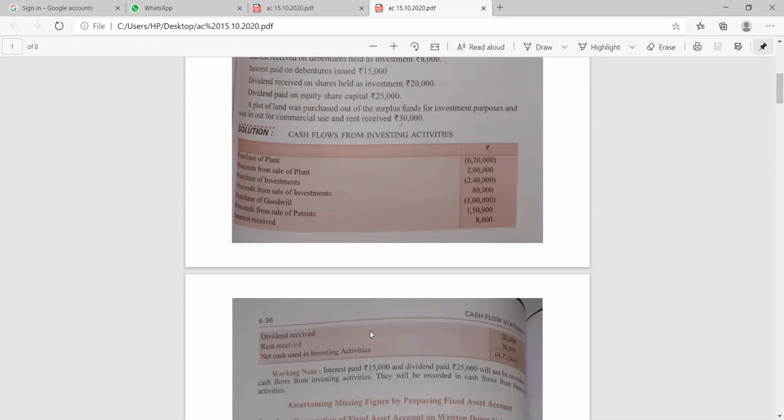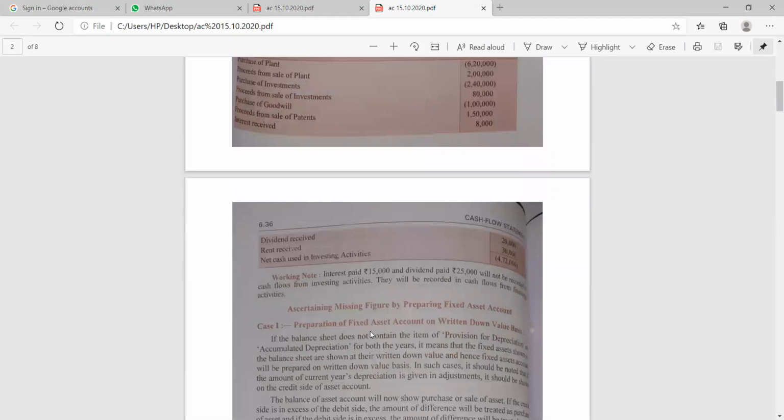But whatever the payment is made is to be shown in the financing activities. So it is not shown while calculating the cash flow from investing activities. In investing activities, only the receipt, dividend received, rent received, interest received is to be considered. Please mark this point in your books as well.